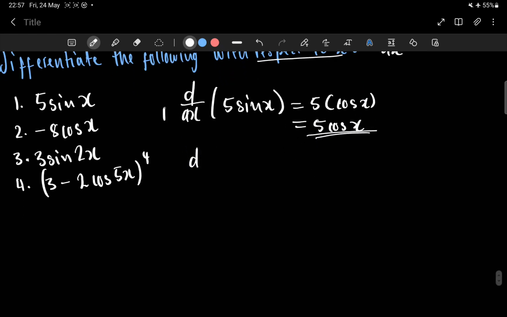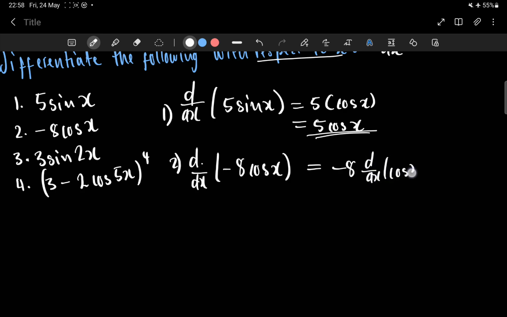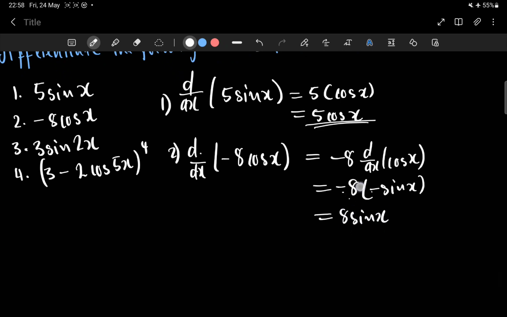Then what is number 2? This is number 1. Number 2, what is the derivative d dx of negative 8 cos x? This is just going to be negative 8 outside, times the derivative of cos x. The derivative of cos is negative sine x, so negative times negative becomes positive. 8 times sine x becomes 8 sine x.